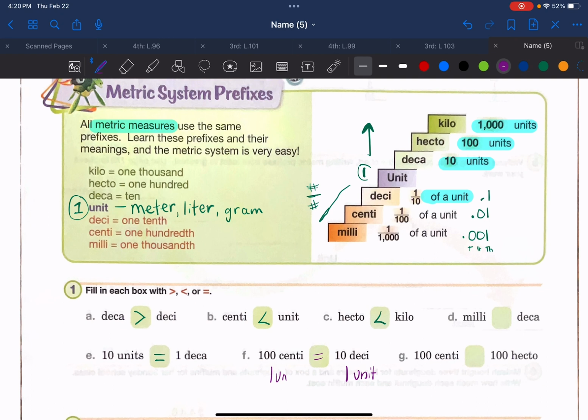The next one, 100 centimeters compared to 100 hectometers. So here's centimeters, here's hecto. They're both 100. So which one's greater? Hopefully you realize that if they're the same amount, then I definitely have to go with the one that is the bigger amount.